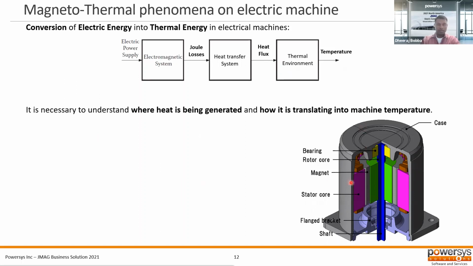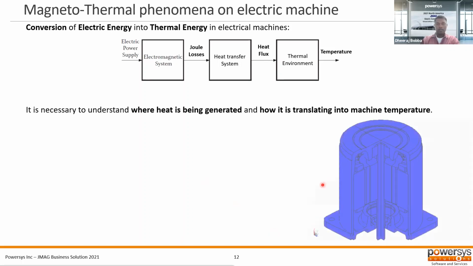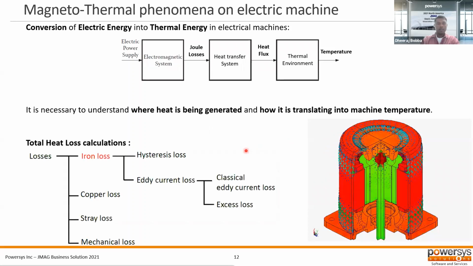So for example, we have here a complete motor with its stator core, rotor, and the external housing. We can use the electromagnetic analysis to estimate the copper and iron loss in the stator, and then apply that to a thermal analysis, which shows the heat flow direction and the temperatures over time.